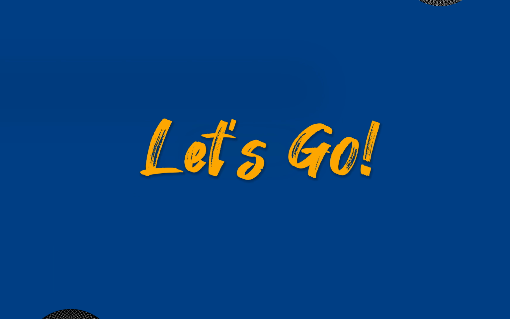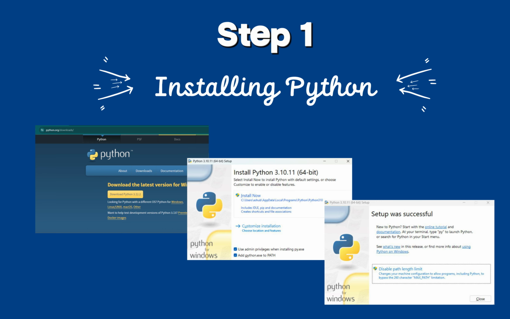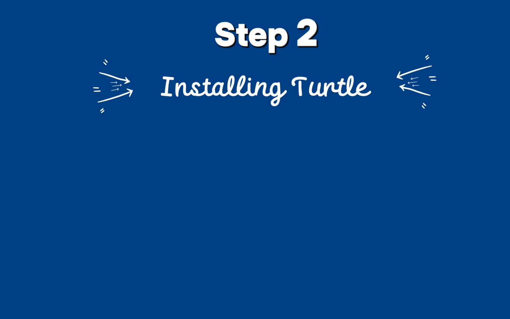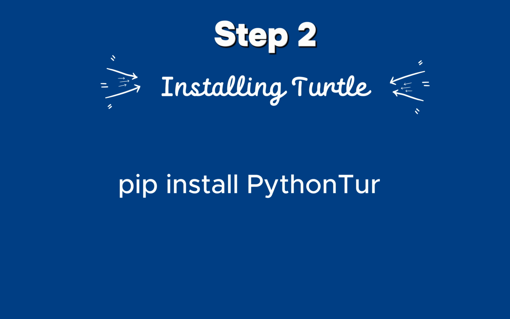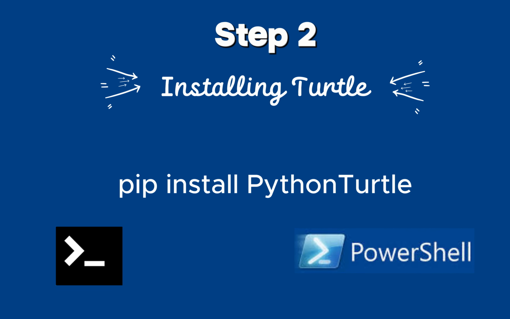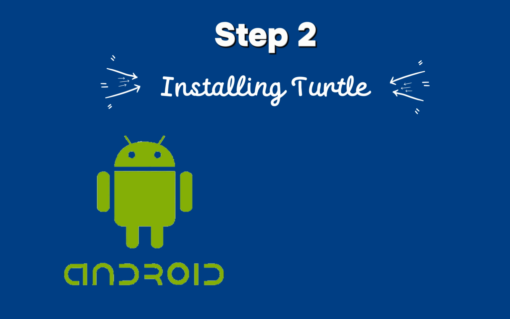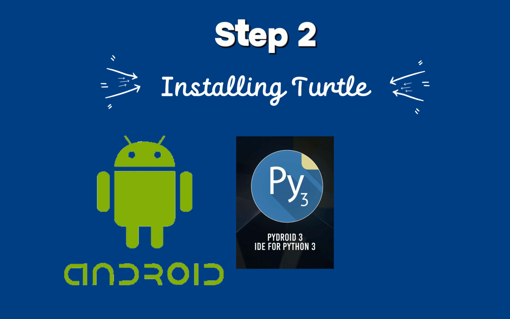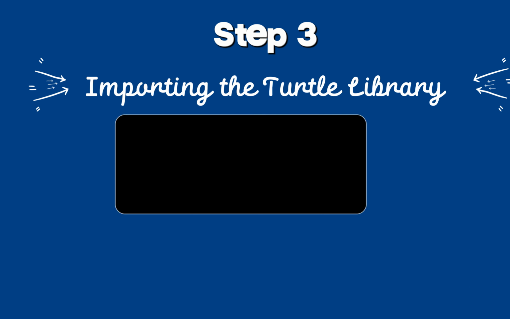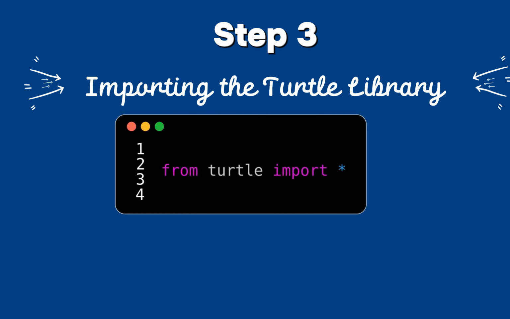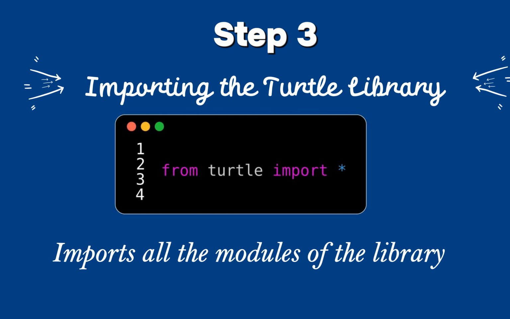For this, you first need to install Python on your desktop. After this, you need to install the Turtle library by typing in pip install turtle in your command prompt or PowerShell window. You can also do it on your Android device by installing Pydroid 3 from the Play Store. All the links are in the description. The next step is to import the Turtle library by typing from turtle import star. This will import all the modules of the library.